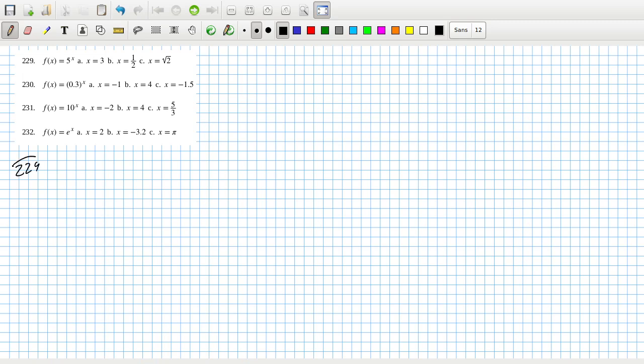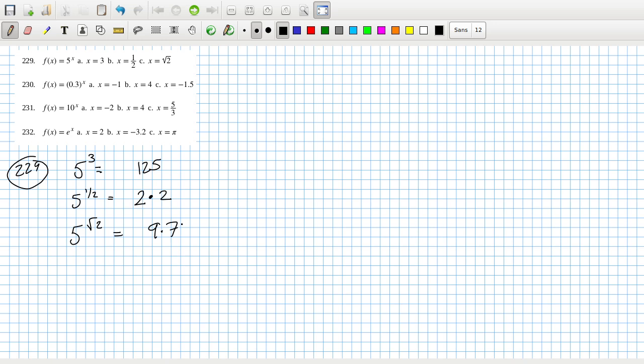229. We want to calculate 5 cubed, 5 power a half, and 5 power root 2. Well, that's 125. That's root 5, which is 2 point something. And I need my calculator now. 2.2. Yeah, okay. And then 5 power root 2 is 9.7. And that's an odd numbered question, so we have answers we can check.